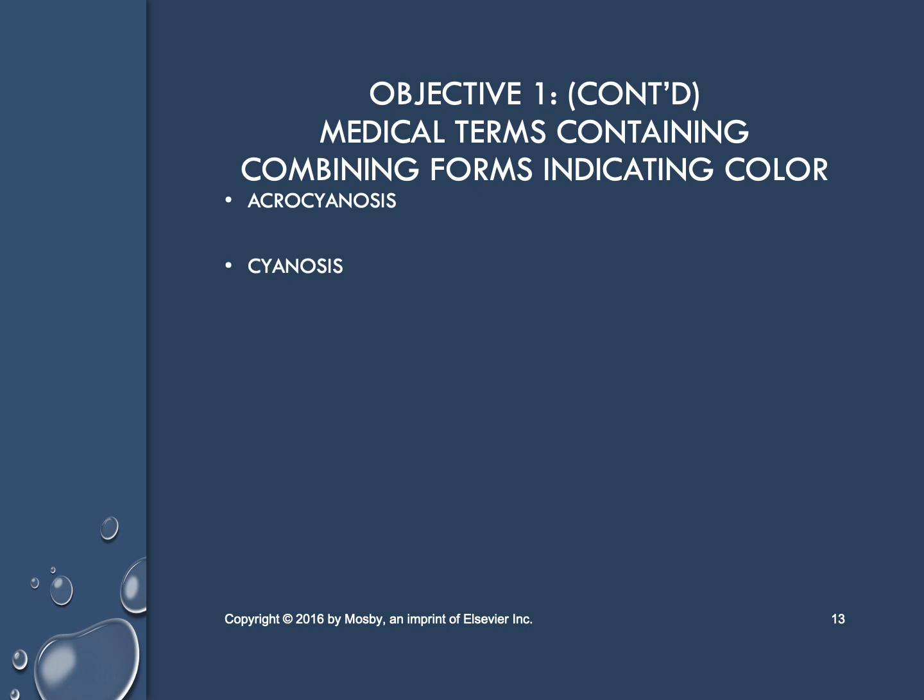Now here again, we have cyano, that means blue. So here we have an abnormal condition of blue. Remember we said erythro means red, so here we have the red blood cell. And then here we have a reddening of the skin, okay, erythroderma.